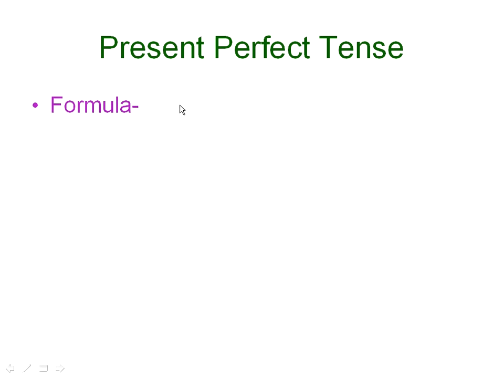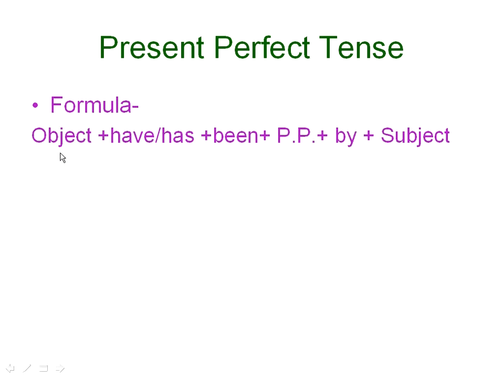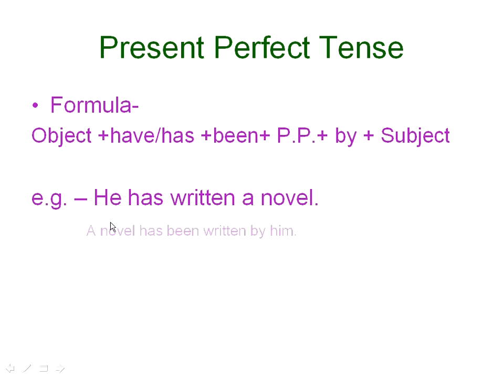When the sentence is in the present perfect tense, we have to use this formula: object plus have, has, plus been, plus past participle of the verb, plus by, plus subject. See here an example. He has written a novel. And the answer is here.